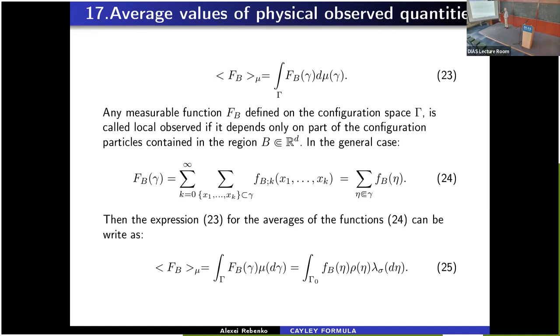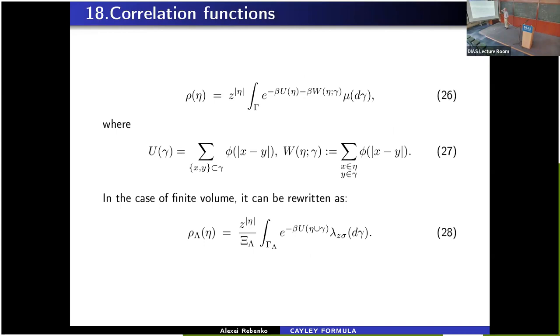This rho of A is connected to the Gibbs measure by this formula, but it is impossible for us to calculate this in the general case. So as usual we start from a bounded system in the bounded region lambda, and then we should take the thermodynamic limit. One way to construct the correlation function in infinite volume is to consider the so-called Kirkwood-Salsburg equation.